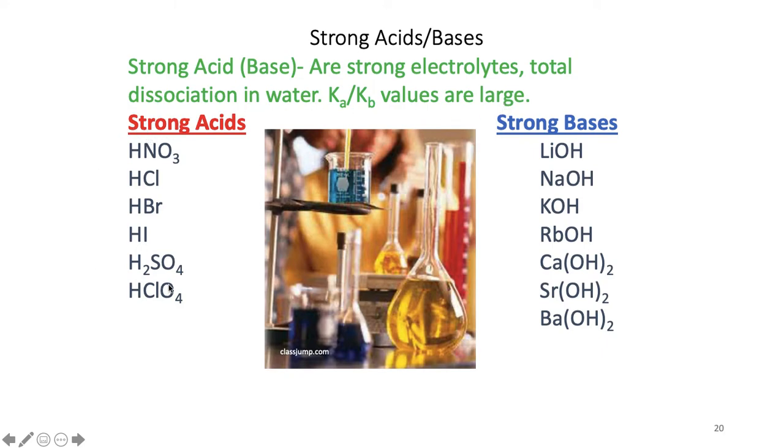And we also talked about the strong acids and the strong bases. Both of these groups are very strong electrolytes. They conduct a current very, very well. Weak bases and weak acids do not, because they don't have total dissociation in water, and their Ka and Kb values are small. Now this part is not really anything new other than we call these strong electrolytes or weak electrolytes, because we already talked about the relative strengths and weaknesses of acids and bases.